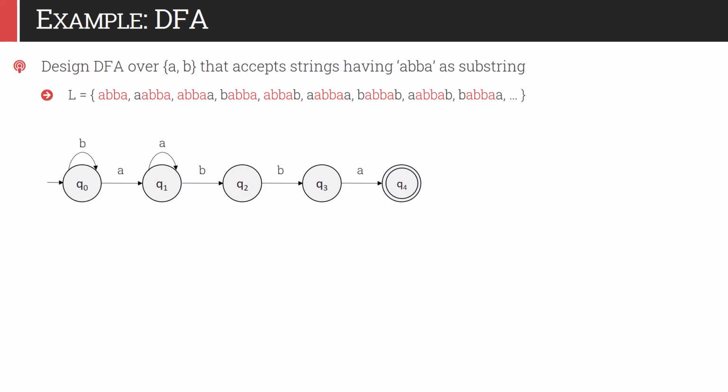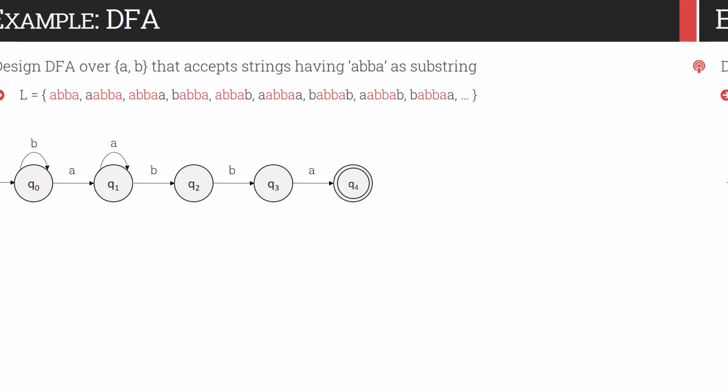From Q2, arc of B is there, arc of A we have to add. Can we have self loop of A on Q2? Obviously not, because if we do that, then our string from Q0 could be A, then B, then A, then B, then A. So which is not containing ABBA. Okay? So we cannot have a self loop of A.